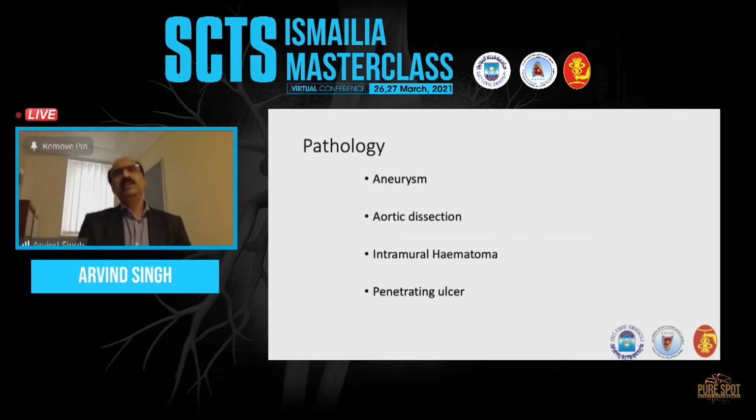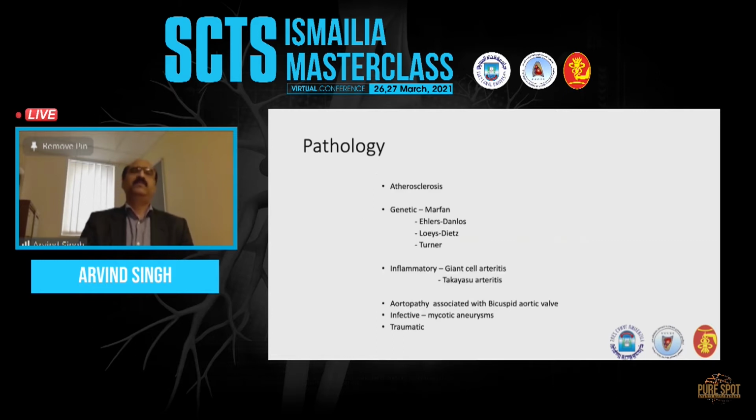Pathologies that we will be dealing with in terms of aortic problems are the structural problems that you see. So aneurysm, obviously dilatation, aortic dissection, intramural hematoma, and penetrating ulcer can all cause acute aortic syndromes. And some of these can present, of course, in a chronic fashion. And they usually are because of these things.